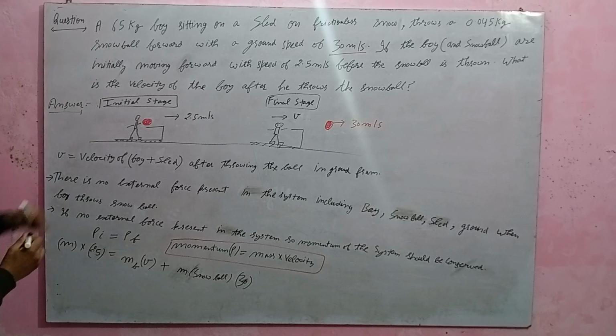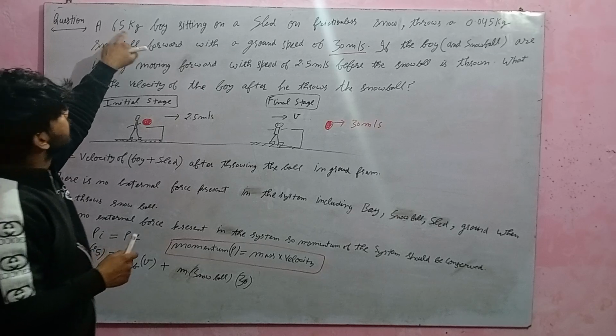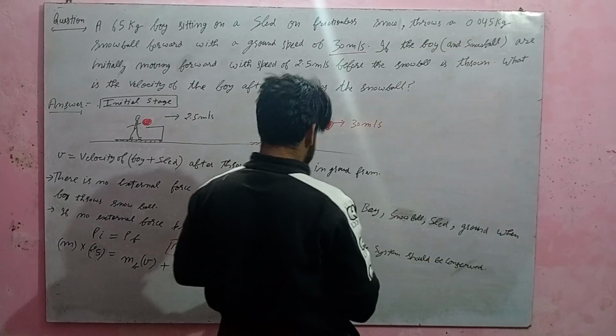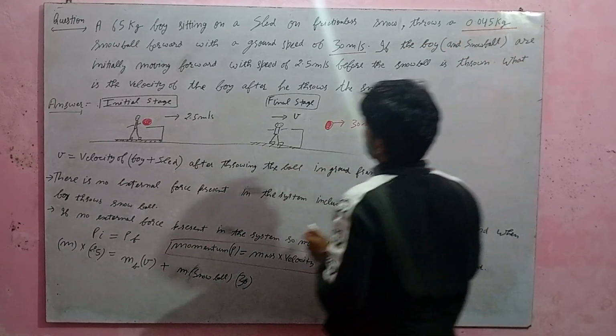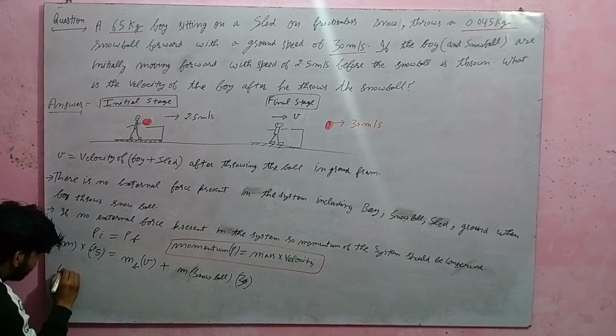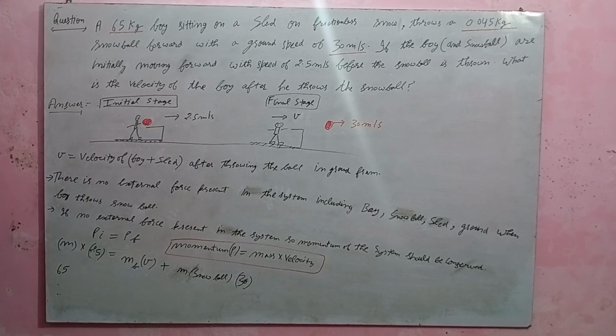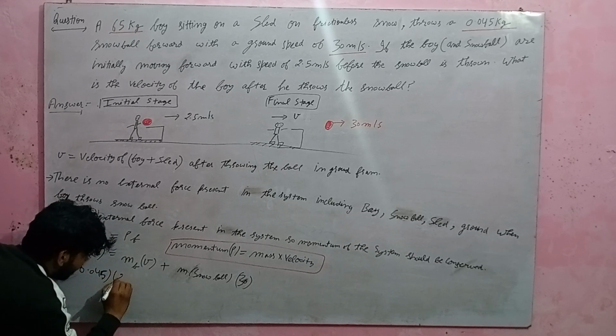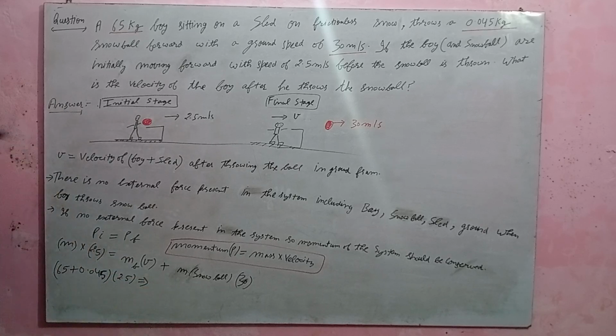So what is the mass of the boy? 65 kg. The boy sitting on a sled on frictionless snow throws a 0.045 kg snowball. So this is the mass of the ball and this is the mass of the boy. The combined mass of the system includes the boy as well as the ball. So the boy mass is 65 kg plus the ball mass of 0.045 kg. So this is the mass of the system, multiplied by 2.5 meters per second, the velocity.